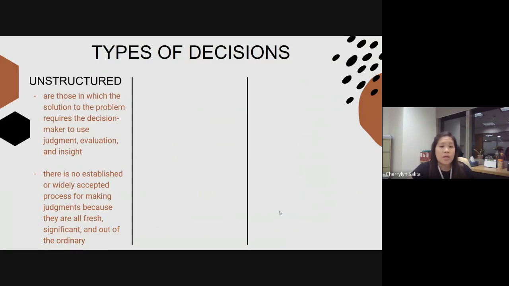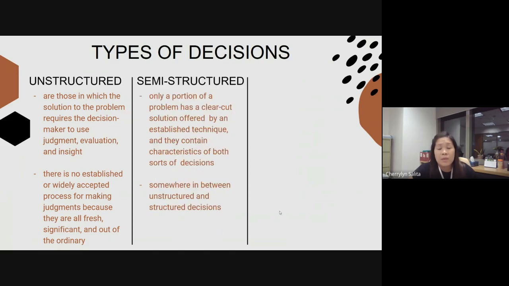First, unstructured decisions are those in which the solution to the problem requires the decision maker to use judgment, evaluation, and insight. There is no established or widely accepted process for making judgments because they are all fresh, significant, and out of the ordinary. So, kanina din sa diagram natin, ang gumagawa ng unstructured decision is the senior management. So usually, kaya sila yung involved dito sa mga unstructured decisions because sa mga decision na ginagawa nila, ginagamitan nila yun ng judgment, evaluation, and insight. And dun sa second definition natin, usually daw, they are making judgment especially for the out of ordinary transactions or scenarios. So, usually kasi pag mga out of the ordinary, hindi yan na pagdidesisyonan on the lower level.